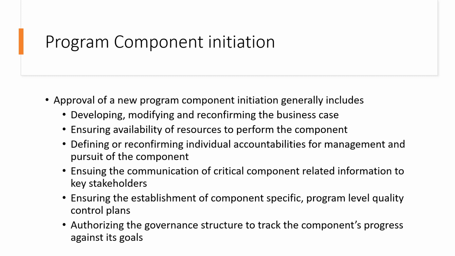Then ensuring the establishment of component-specific and program-level quality control plans. So whenever you introduce a new component, you need to ensure that new quality controls for the component have been added to the program. Then authorizing the governance structure to track the component's progress against the goals, right? So you need to think about any new governance structures required to track it. Whether you want to add a competency head as part of the governance structure, right? When you build a new component, you track the new component and new competency, right?